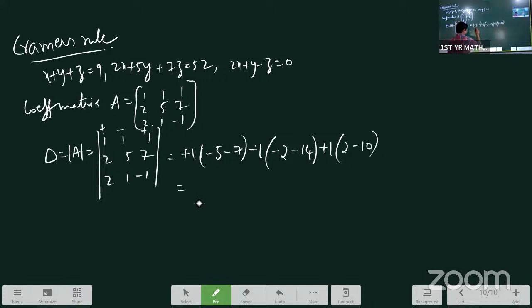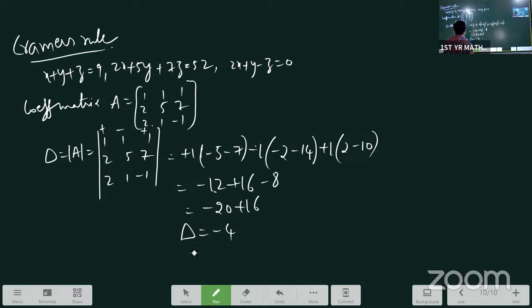So what am I going to get here? Minus 5 minus 7 is minus 12. Minus 2 minus 14 is minus 16, and minus into minus is plus 16. Next, 2 minus 10 is minus 8. That is minus 12 minus 8, minus 20, plus 16, which is minus 4. The delta that I got is minus 4.